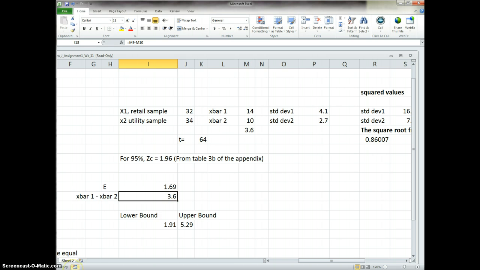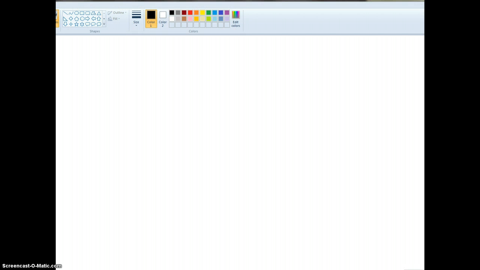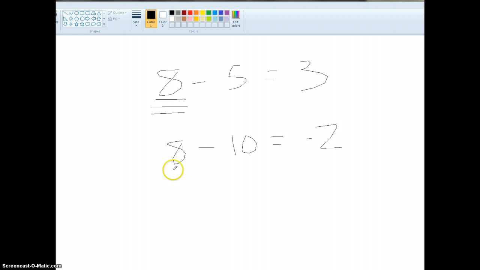So B says to examine that and explain what it means in the context of the problem. Well, see, it consists of numbers that are all positive. 1.91 to 5.29 are all positive numbers. So if you're subtracting two numbers and you get a positive answer, it means the first thing you subtracted was larger. All right, just a quick example. If you're subtracting two things and you get a positive answer, like 3, it's because the first one's bigger. If you did a subtraction and you got a negative answer, it's because the first one is smaller.